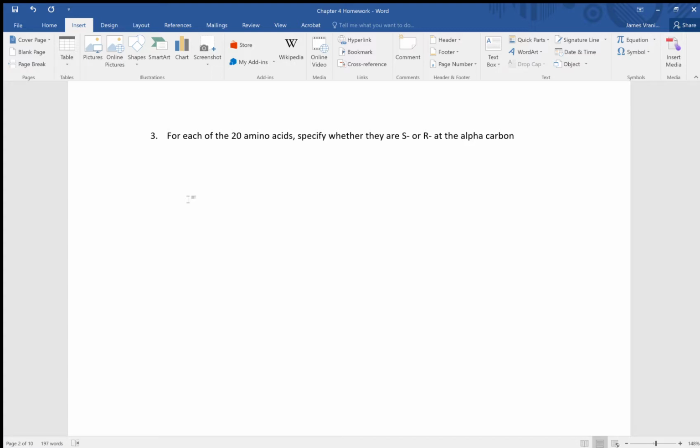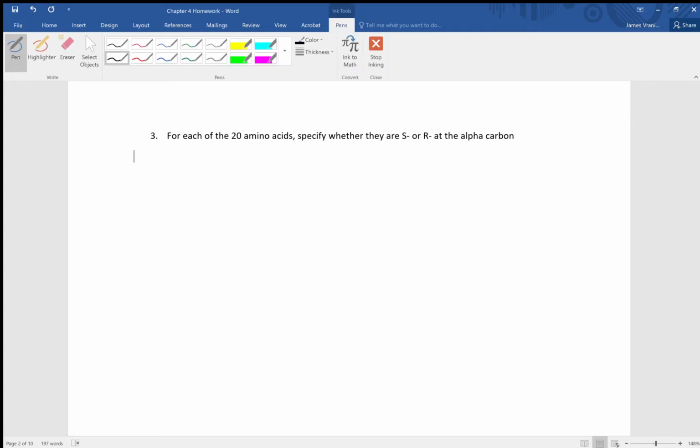Alright, so question number 3 asks you, for each of the 20 amino acids, specify whether or not they are S or R at the alpha carbon. So let's draw a typical amino acid. So we have our NH3, and the projection I taught to you guys is the one shown here.